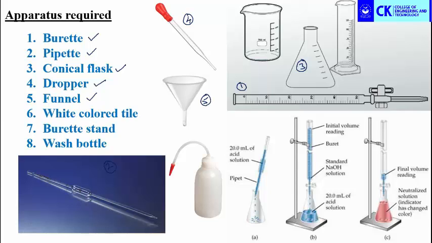A white colored tile. To identify the endpoint clearly, we place this white colored tile on the burette stand. Here it has to be placed. Then only we can see the color change. And we need a burette stand, where the burette needs to be fixed, and a wash bottle to wash all the above equipment and apparatus.